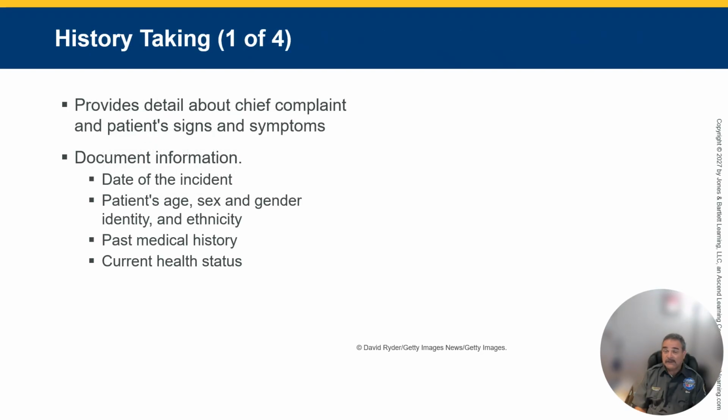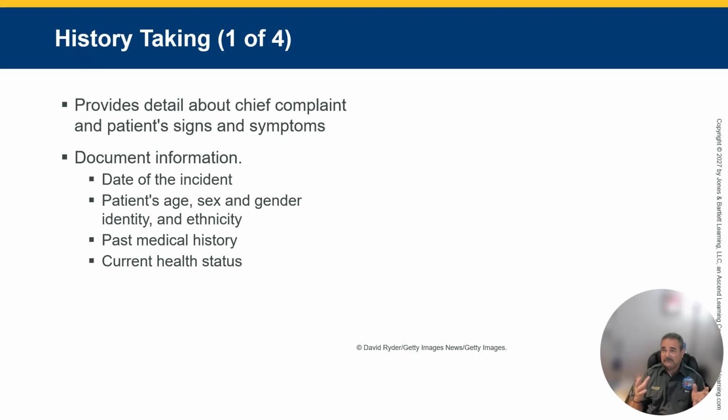History taking. All right, so listen, we've moved on now. We've done scene size up, scene survey. We've done primary assessment. We covered pediatrics. We covered geriatrics. Okay, so now we're down into the history taking. We're at the third part of the assessment, the points of the assessment.